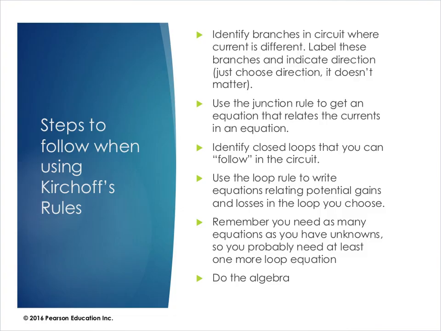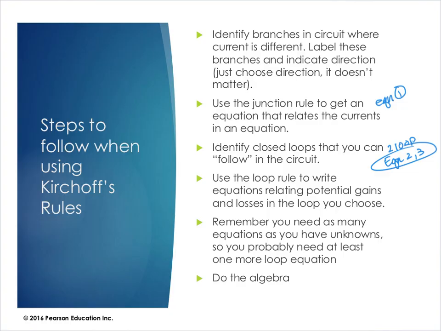So once you've chosen your direction of your currents, use the junction rule to see how the currents that come into a junction relate to the currents that come out. So that'll be one equation. Then you find loops that you can follow in the circuit. Usually, there'll just be two loops. So those are equations 2 and 3. And you use the rules that we just talked about for potential gains and losses to go around the loop, and you write the equation you get.